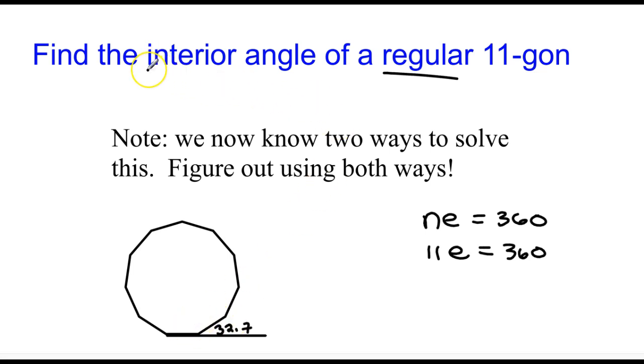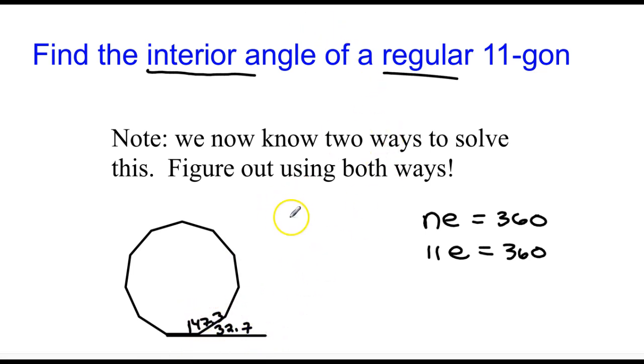Now, let's answer this question. It says, what is the interior angle though? Well, I know the exterior and the interior must be supplementary, so I'm going to say 180 minus 32.7, and I get 147.3 is the interior angle, 147.3. I feel like that was easier than using the other method to find the interior angle, but we can still use the other method.